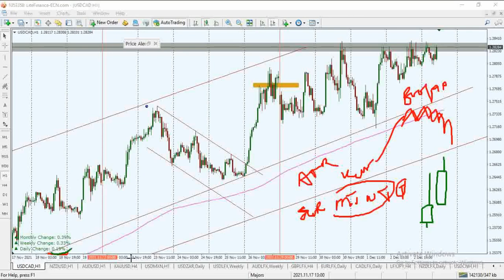So you don't want to be selling when you have a potential of USD strength. You don't want to be buying NZD USD.